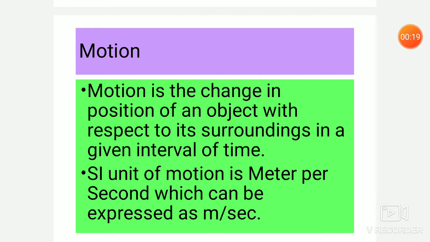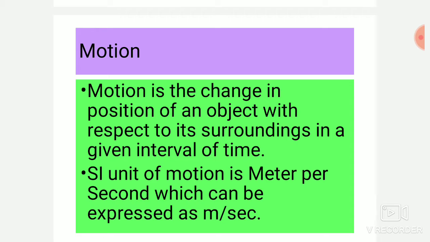So first I will explain to you about motion. What is motion? Motion is the change in the position of an object with respect to its surrounding in a given interval of time. Okay, it means if anything is moving, it will change its position, and it will also take time to change the position from one place to another place. Then it will be termed as motion.